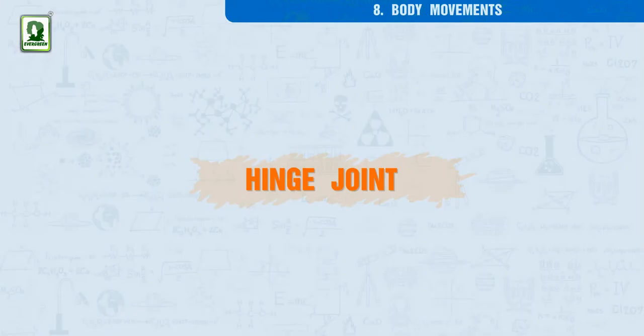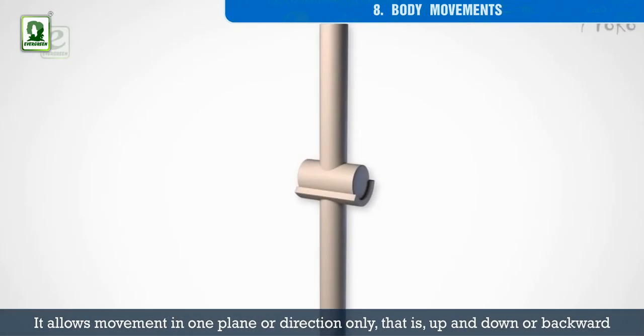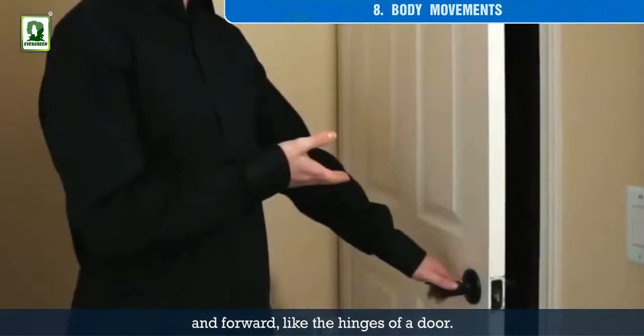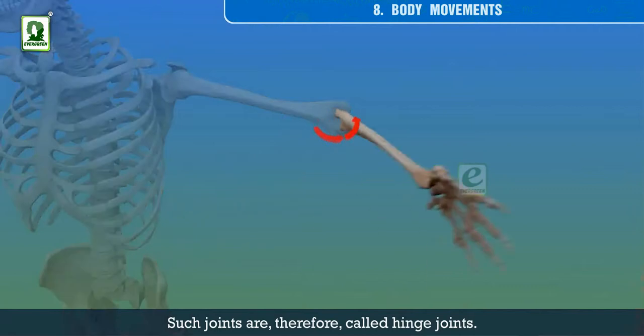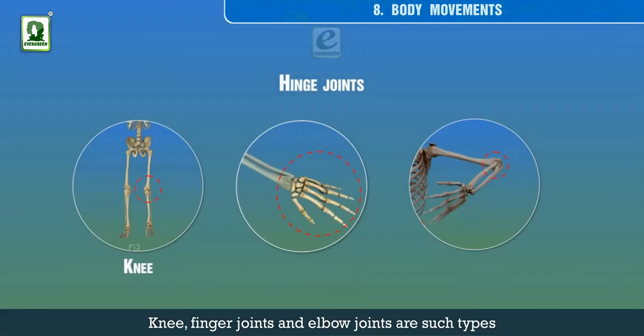Hinge joint. It allows movement in one plane or direction only, that is, up and down or backward and forward, like the hinges of a door. Such joints are, therefore, called hinge joints. Knee, finger joints, and elbow joints are such types.